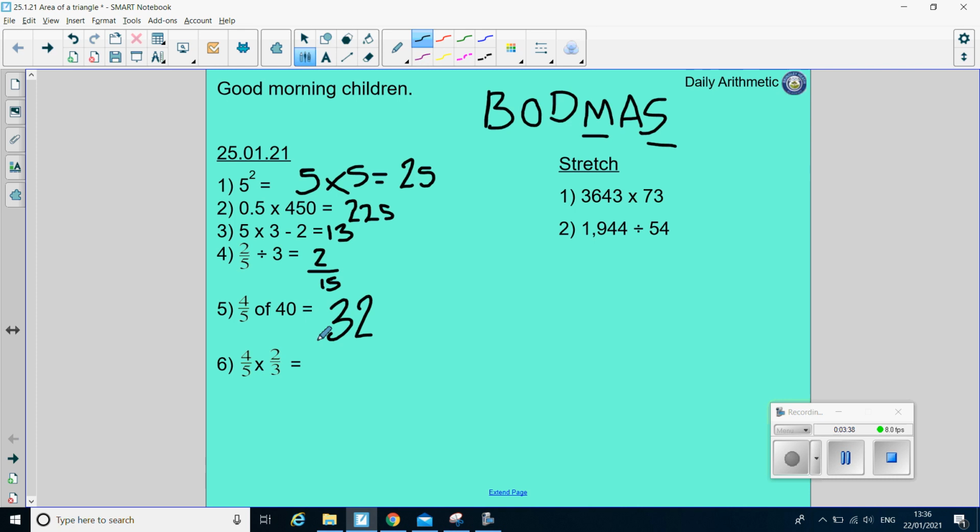Okay, question 6, a fraction times a fraction. To solve that kind of question, I multiply the numerators and I multiply my denominators. So first of all, I do 4 times 2 on the top. 4 times 2 is 8, so my numerator becomes 8. And on the bottom, I multiply my denominators, so I do 5 times 3, which is 15. So my answer is 8/15.